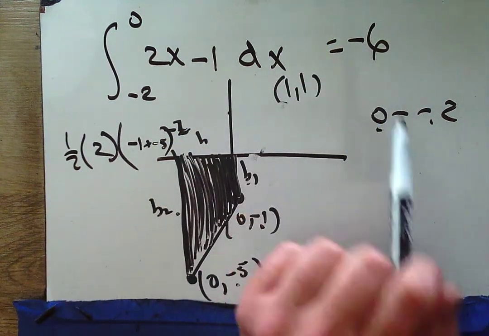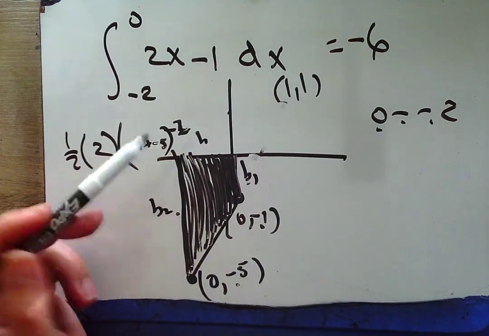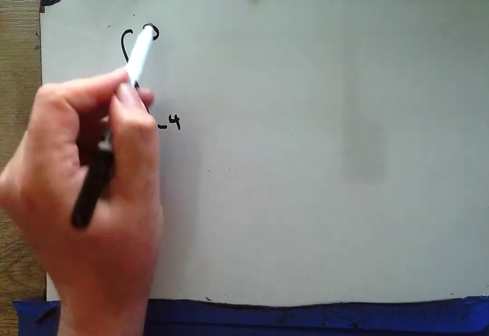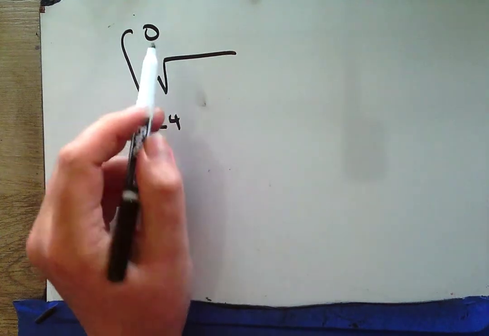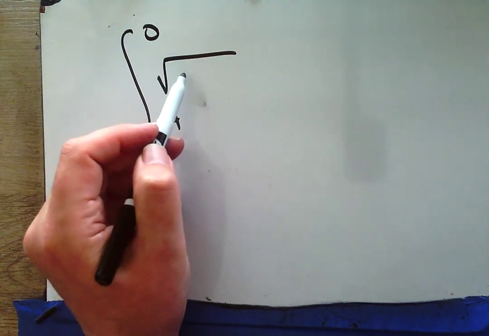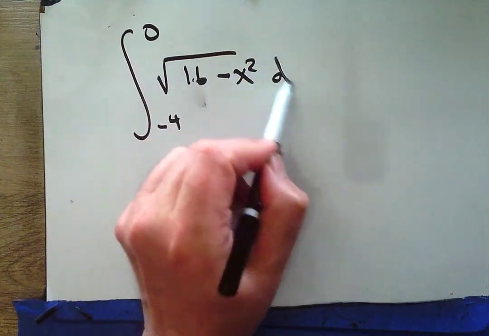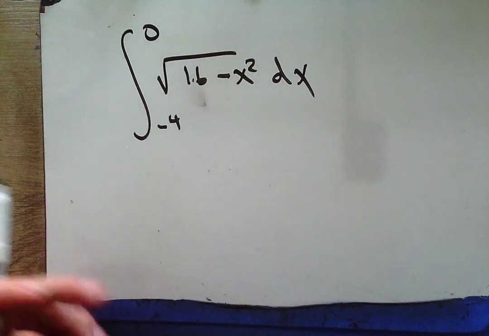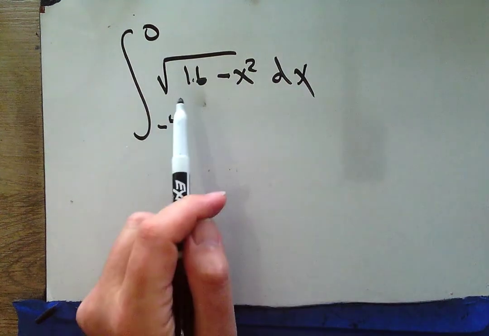Again, I'm happy with -6 because this shape is below the x-axis. Anytime we're below the x-axis, we really want to consider that that negative is appropriate. Our integrals under the x-axis should be negative. Our areas under the x-axis, they'll always be positive. But an integral under the x-axis, that's going to be negative. Okay, so try this one.